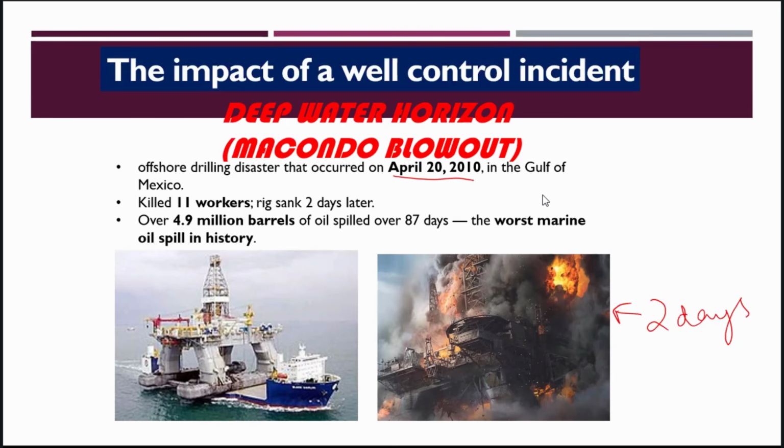And how many barrels of oil were spilled? It was 4.9 million barrels of oil. It spilled into the ocean for over 87 days. So this is recorded as the worst marine oil spill in history. This is just to show you the impact of any such incident.